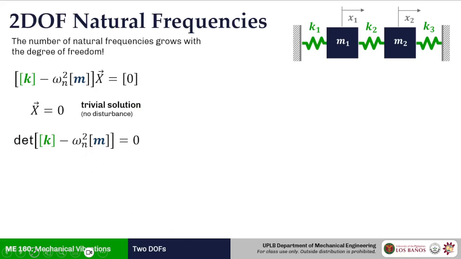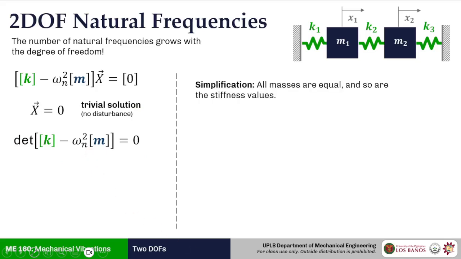So from this point on, we're going to simplify things. We're going to assume that all masses and all stiffness are equal respectively. So what does that mean? If we have K's that are different from one another, the solution to the natural frequencies will be much, much more different. So in a sense, our system is very sensitive to the properties of the mass and stiffness.